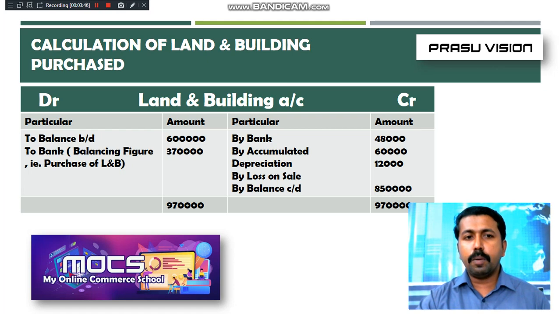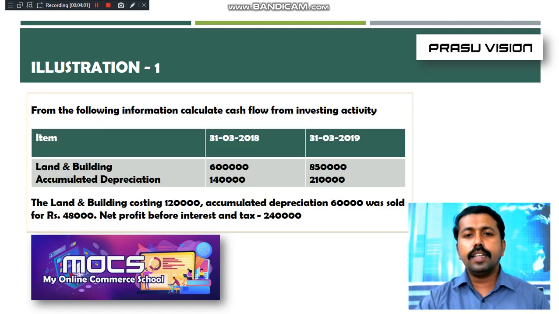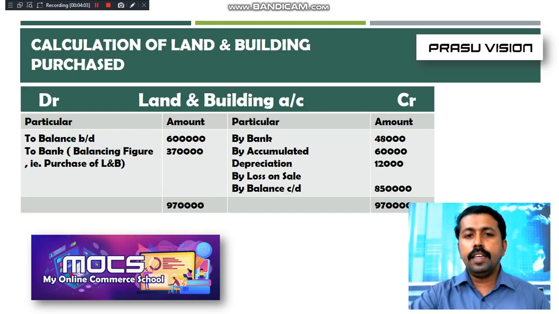Every time, the asset's opening balance will be on the debit side. So we have written 6 lakh on the debit side, to balance brought down. Then you have to write the closing balance, that of 2019, 8,50,000, by balance carried down 8,50,000. So when you start the preparation of the account, you have to do it like this: to balance brought down 6 lakh, then by balance carried down 8,50,000.